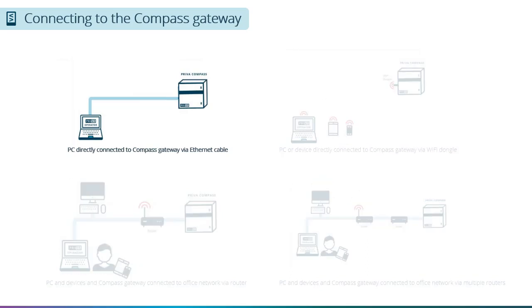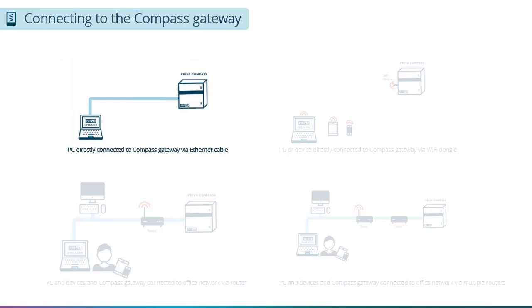One option is to connect a PC or a laptop directly to the Compass. This is suitable if the Compass is located in an area where there is no office network. You will need to set a static IP address on your PC or laptop. Newer gateways will always have the IP address of 172.16.1.1 assigned to LAN port 1.